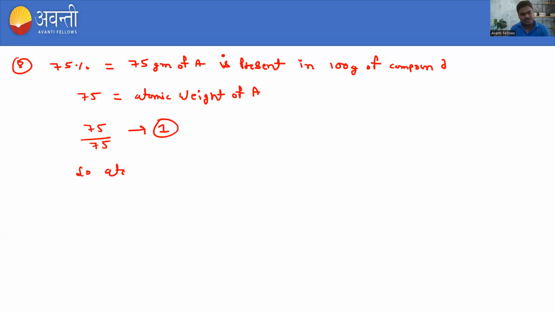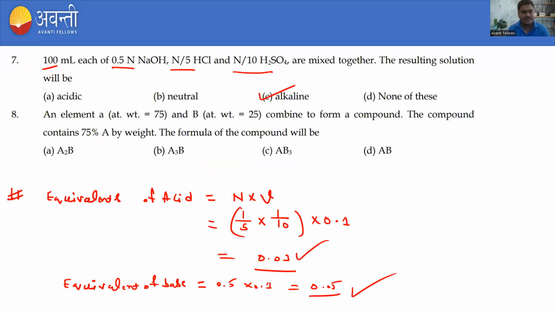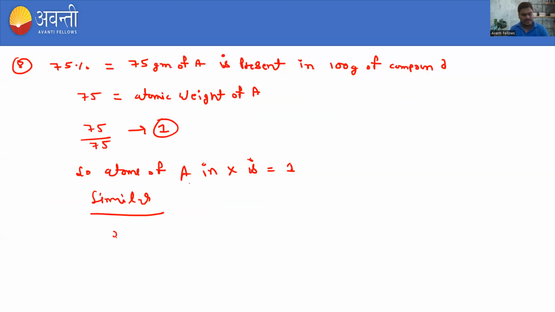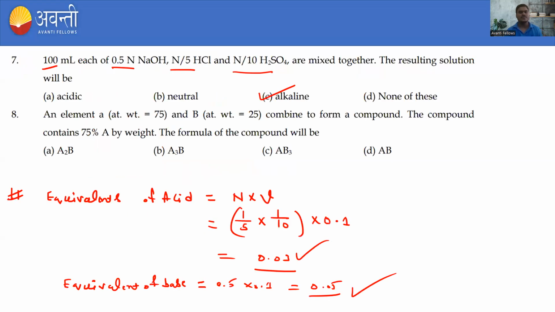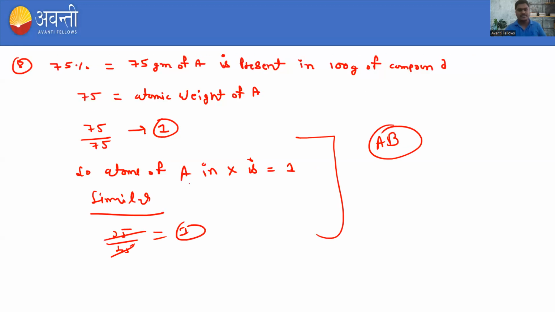So atoms of A in compound X is nothing but 1. Now, similarly, the second atomic weight is given, that is equal to 25. Again, this will be 25 upon 25. This again comes out to be 1. So the atoms are present in the ratio A to B, right? So which one is the correct option? That is AB, that is D. So question number 8, D is the correct answer.